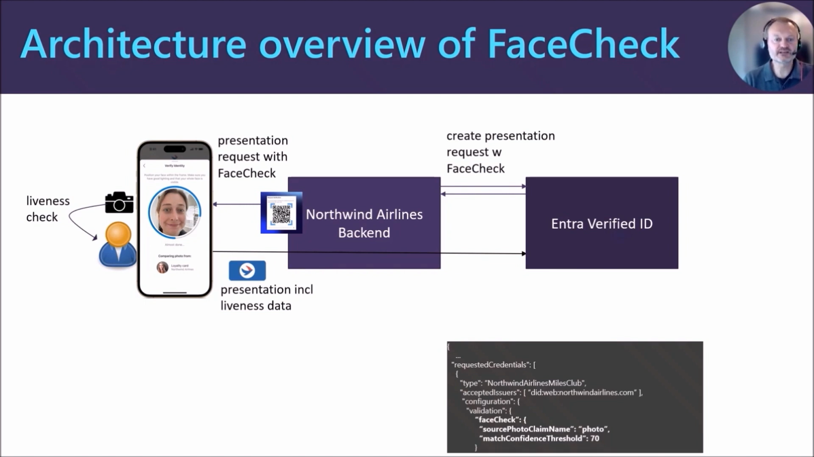What is being presented back is the selected verifiable credential, including the liveness data that was captured when the camera was on. What Entra Verified ID does next is match the photo in the VC that was presented together with the liveness data that was provided to get a confidence score. Is this really a person? Does it match the photo? What is the confidence score here?